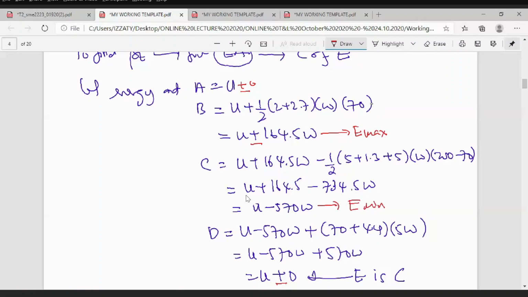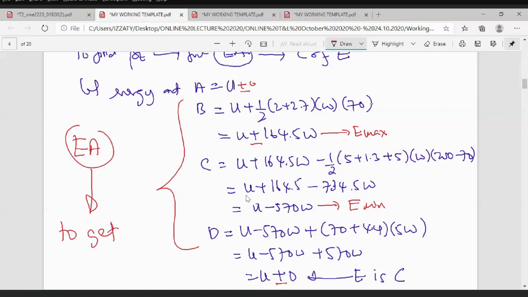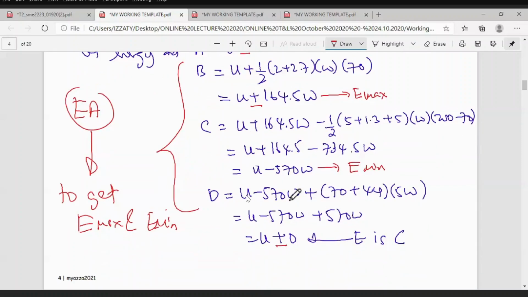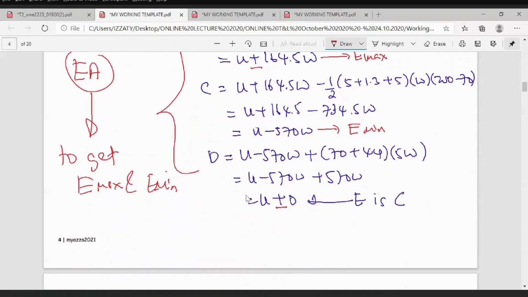So what is the function of this one? What is the function of energies? What it is used is to what? To get E max and E min. Remember that. The function of energy is to get E max and E min. So you know that beta E now is equal to E max minus E min.